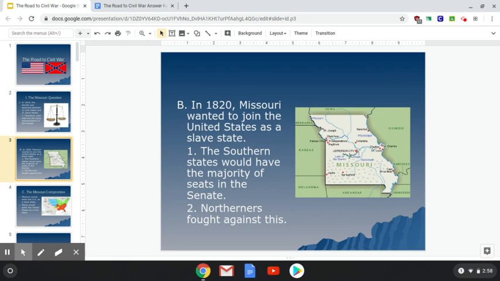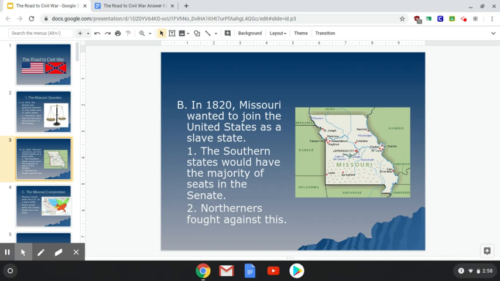In 1820, Missouri wanted to join the Union as a slave state. So the southern states would have the majority of seats in the Senate, which obviously was a big negative to the northern states. The northerners fought against this. So the big Missouri question was, what did Congress have the power to do to regulate slave states versus free states?